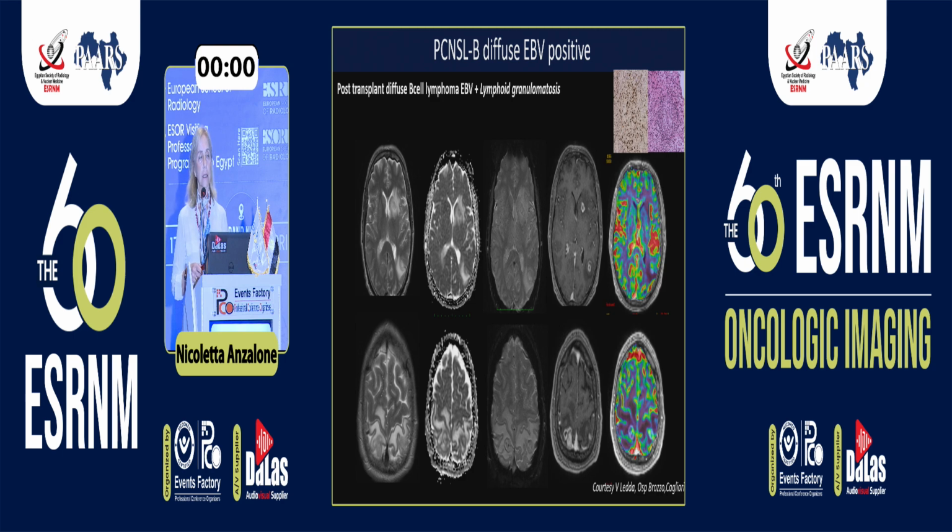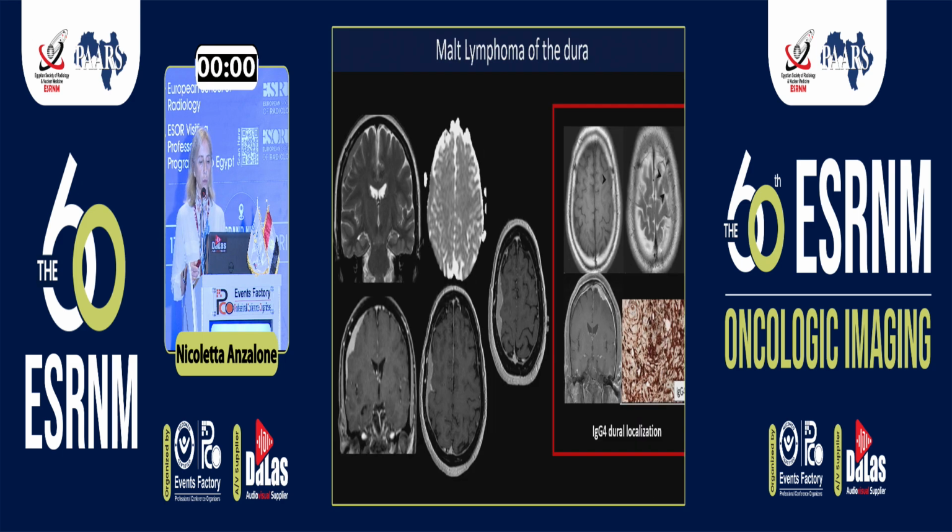The problem here is to make a differential diagnosis with infectious localization. This is a case of post-transplant and it resulted to be a lymphoma with signs also of lymphoid granulomatosis. And you may appreciate here tiny lesions that resemble really very small abscesses. This was really very difficult to differentiate, just to have in mind that in immunocompromised patients, we may have this kind of appearance.